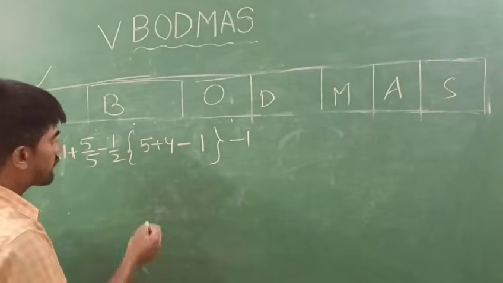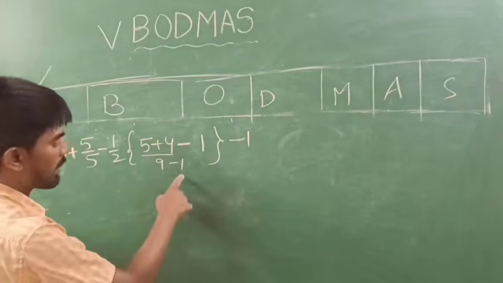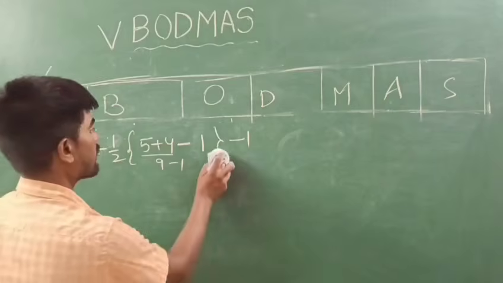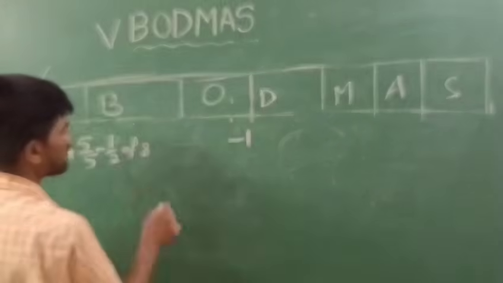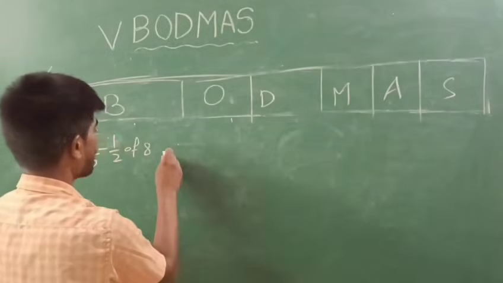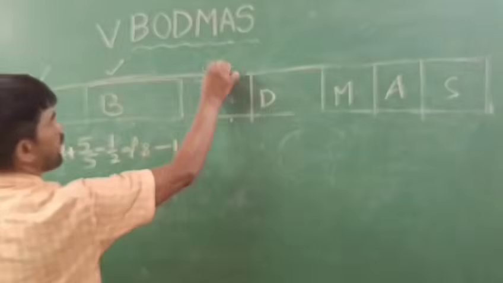Now I am solving it. 5 plus 4 is 9, minus 1. 9 minus 1 is 8. Here this value is 2 of 8. I am keeping the minus 1. The bracket is over, now I go to of.